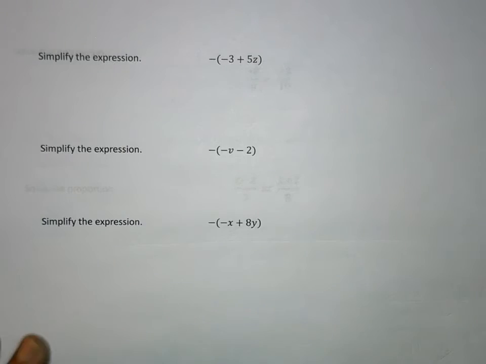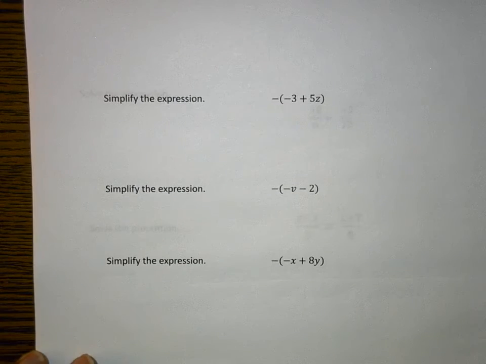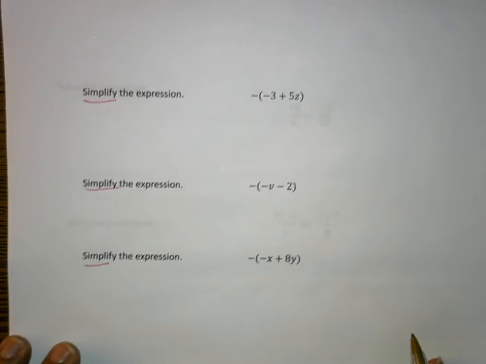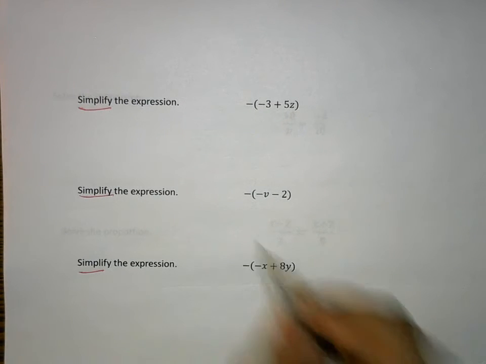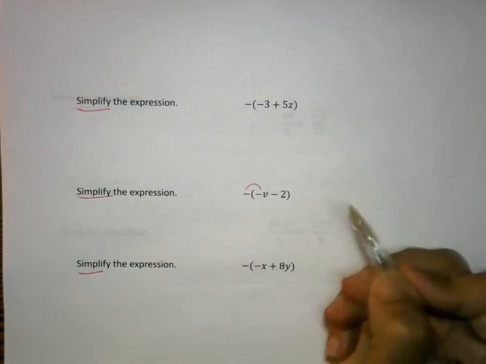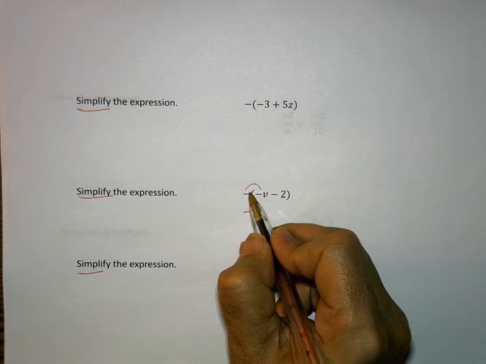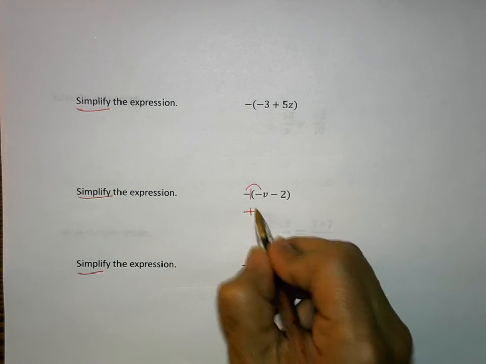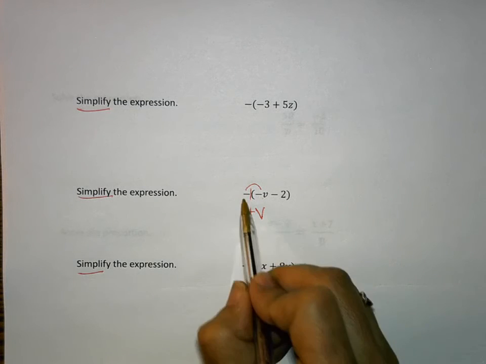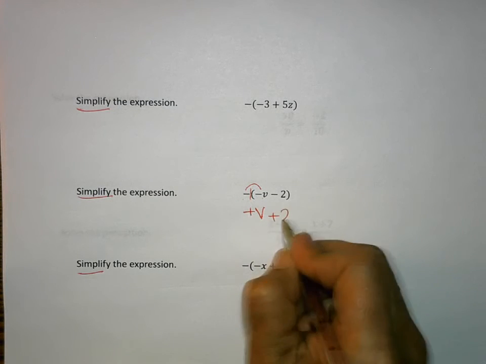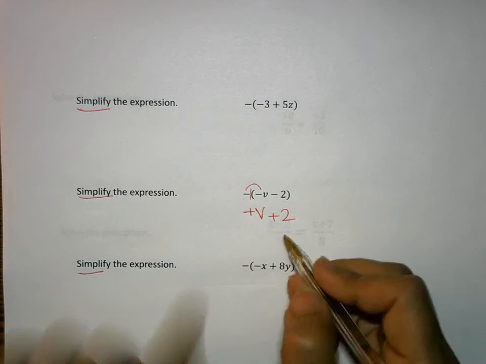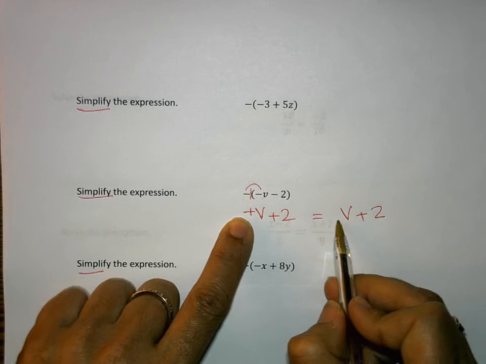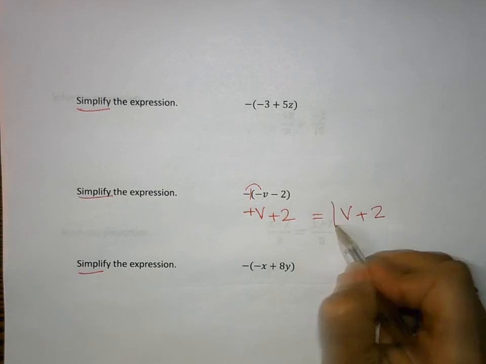Okay, next set of questions is just simplifying again. Simplify, simplify, and simplify. I'm only going to do one, and I'm going to pick the middle one here. Negative times negative is positive. You've got to imagine that there's a 1 in here. Negative 1 times a negative v would be a positive v. Negative 1 times a negative 2 is a positive 2. So you would have, we don't have to show a positive v, we can just show v plus 2. It's a positive 2, but the positive gets to be invisible. So there we go. Okay?